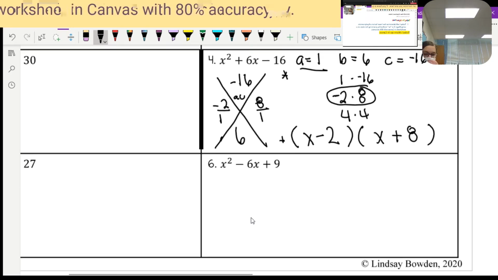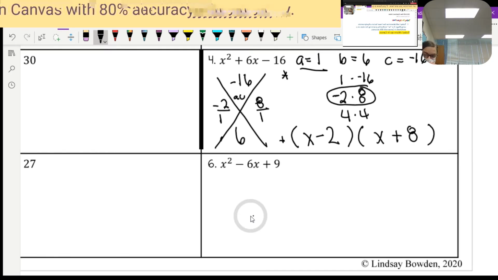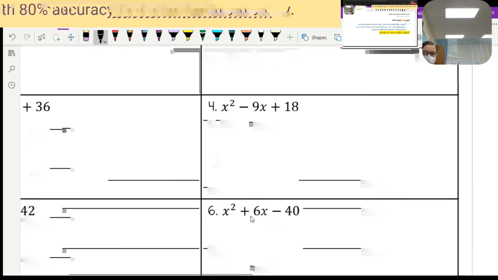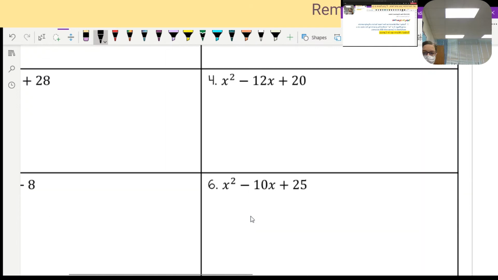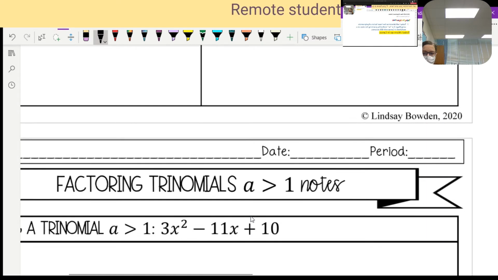Alrighty. Let me scroll down and we'll do one that has a non-1 A.